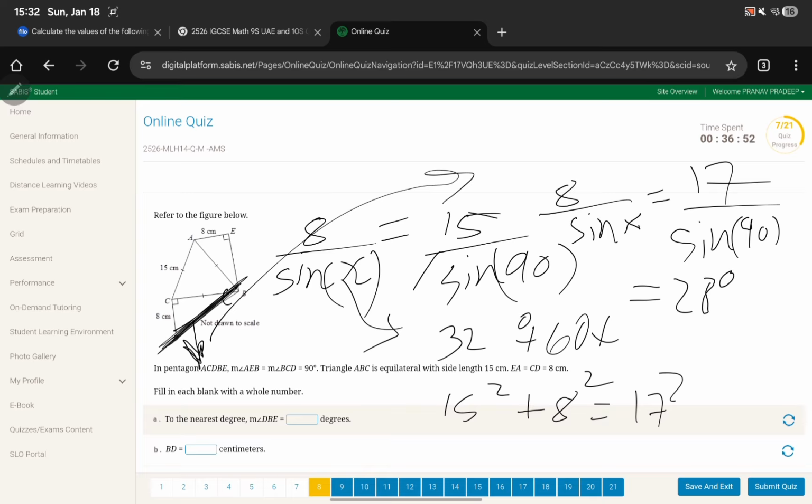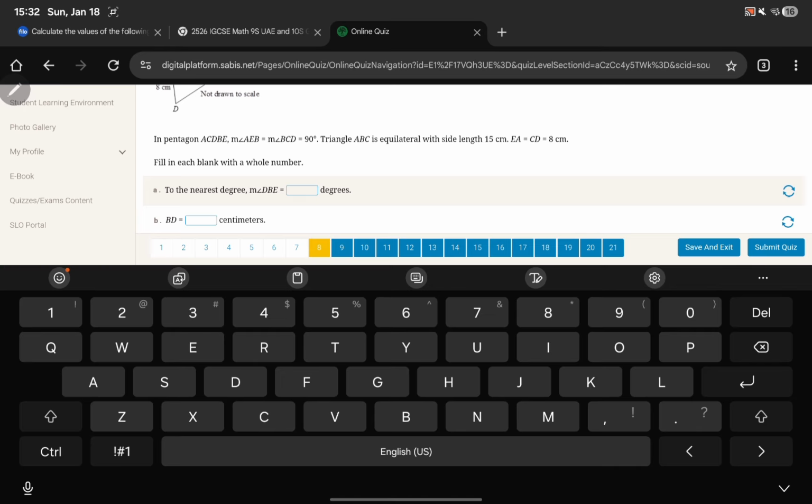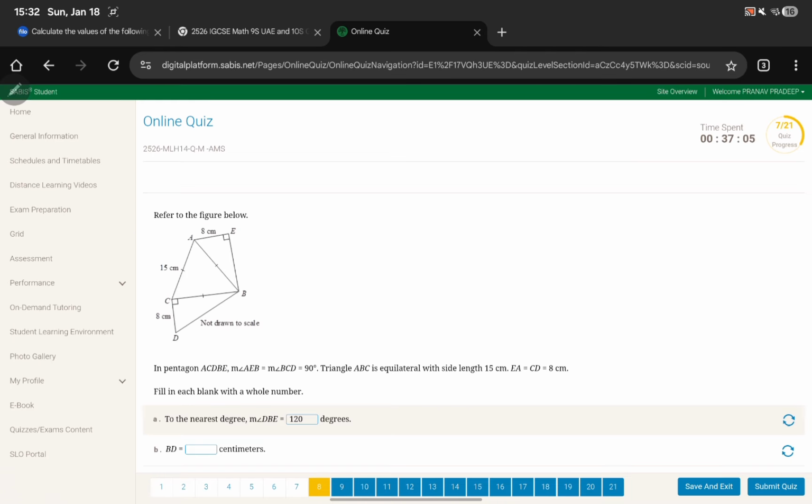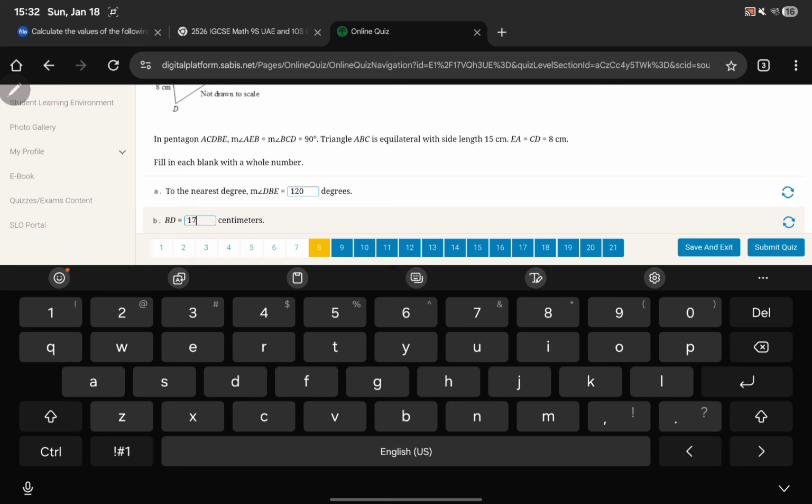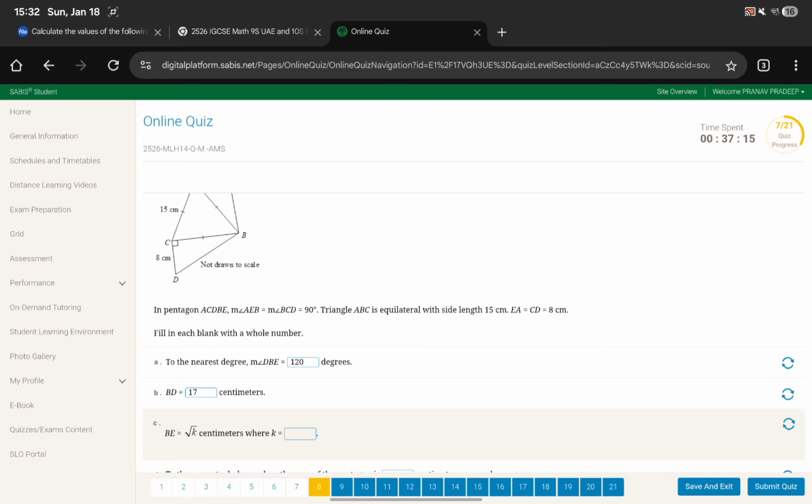So now if you just add 32 plus 60 plus 28, you'll end up with 120. Okay, I hope that's very clear. Now BD, we just found it. I don't know why they gave this here. BD equals 17.